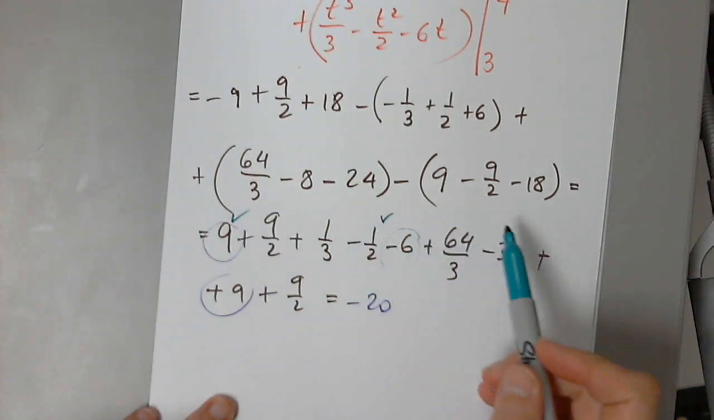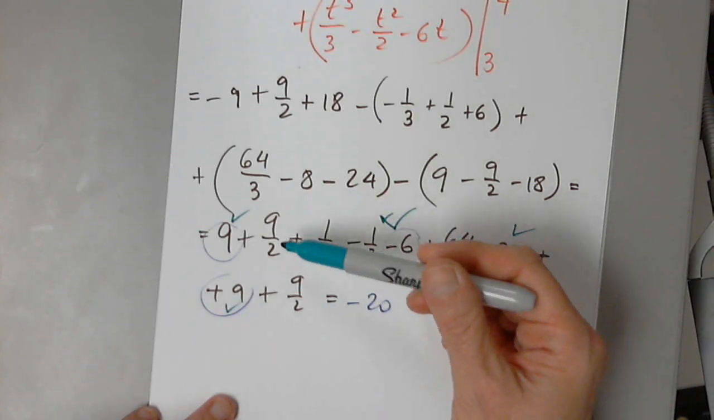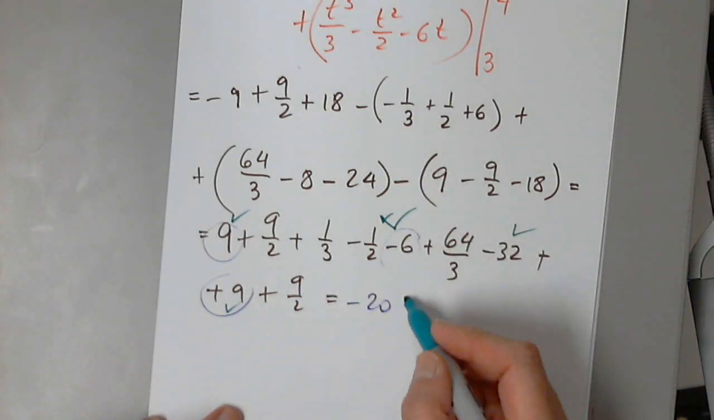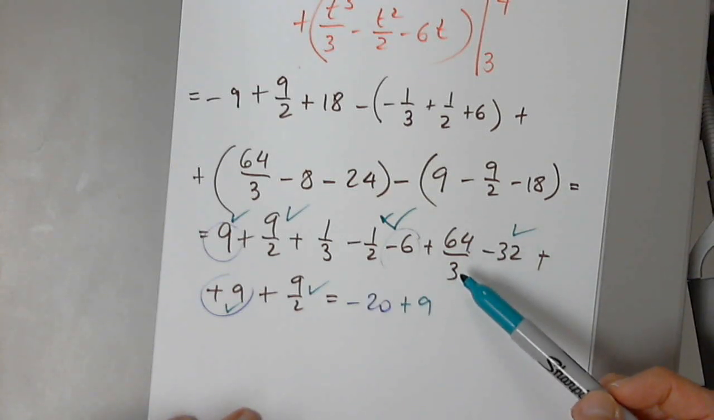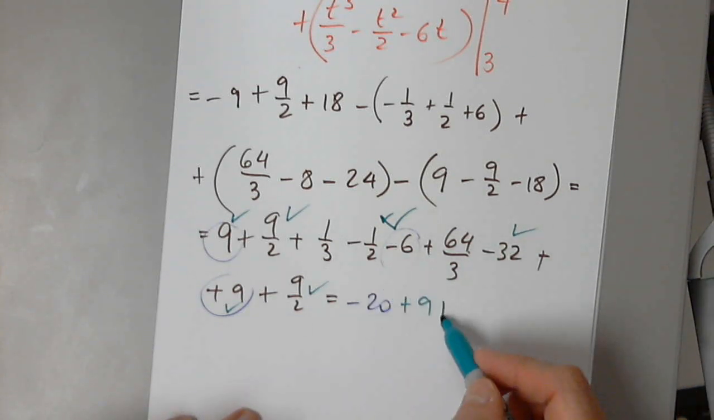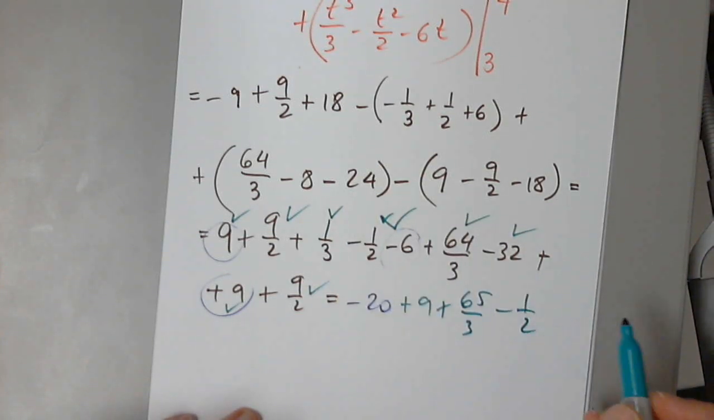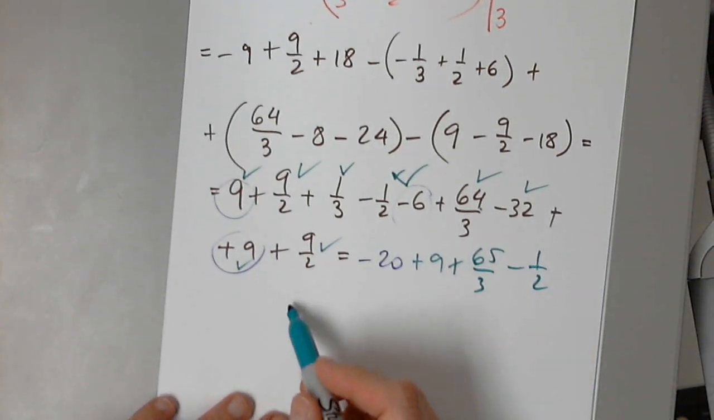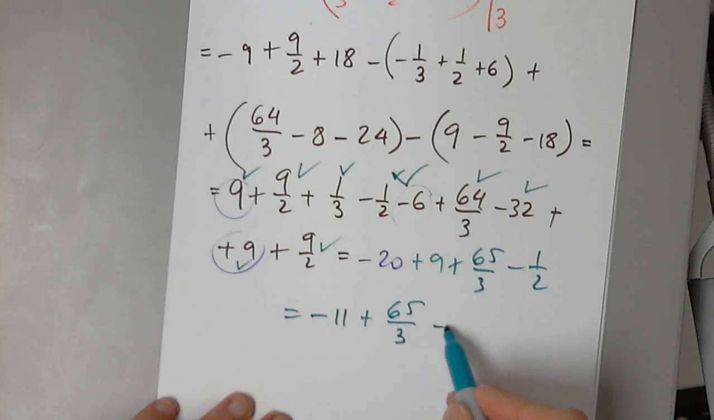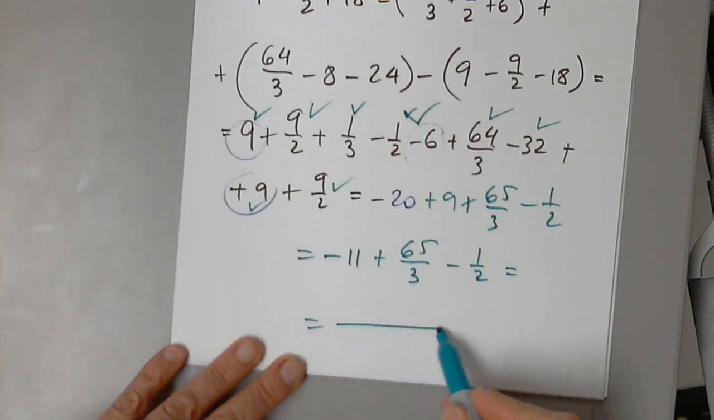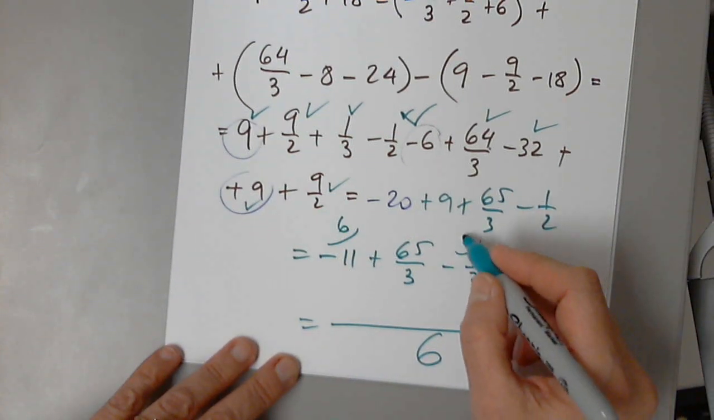So I took care of these, I mean this, and this, and this. 9 halves plus 9 halves is 18 halves, which is positive 9, so that's done. 64 over 3 plus 1 is 65 over 3, so these are done. And the negative 1/2 now. I think I took care of all of them. So negative 11 plus 65 over 3 and minus 1/2. The least common denominator is 6. This needs a 6, and this needs a 3.